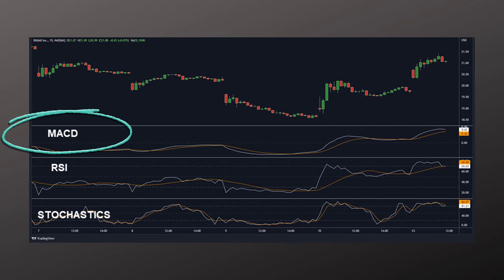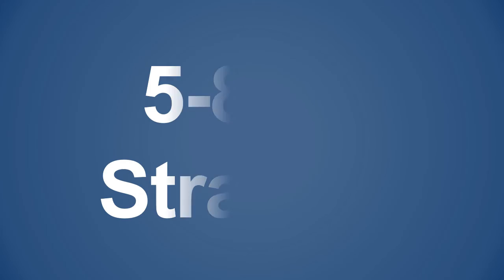MACD, my favorite, another popular momentum indicator. The MACD line simply shows how far away two moving averages are from each other. That can be interpreted as how much momentum is in play. Stochastics oscillator, another useful indicator, helps to determine current price cycles. You can also use it to gauge momentum by looking at the hook of the fast line across the slow line.